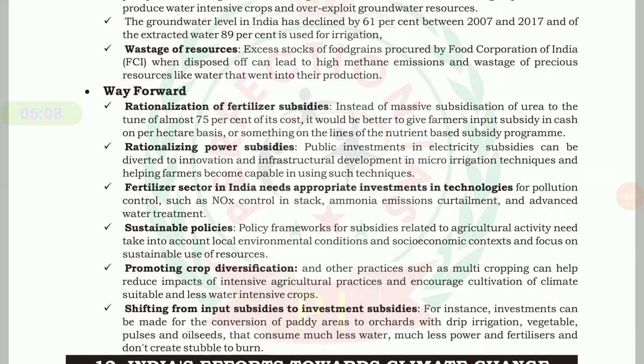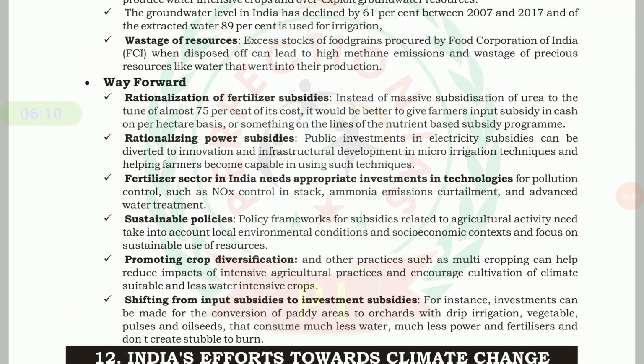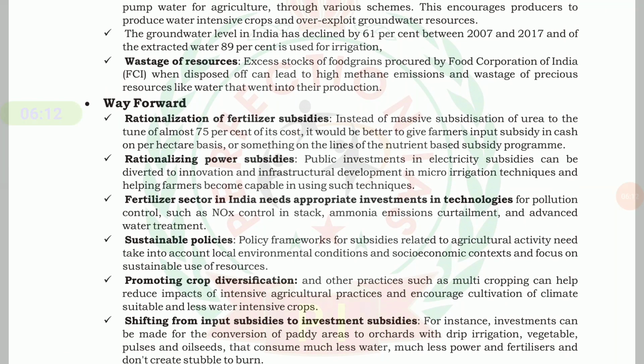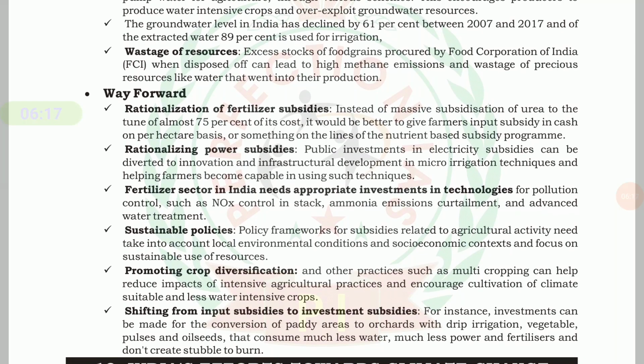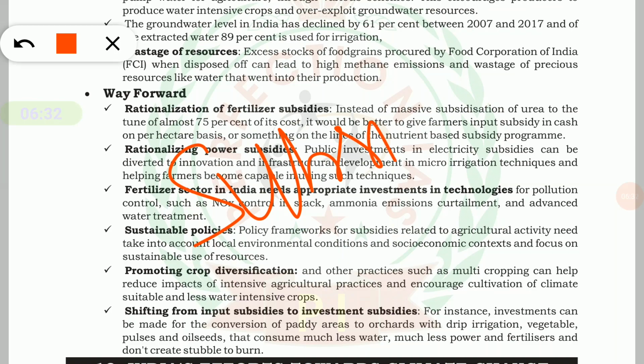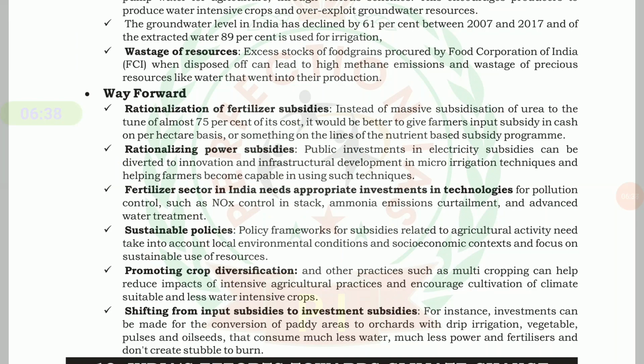It will discourage those kinds of production at the rural level. Similarly, we can rationalize the power subsidies. We can reform the fertilizer sector in India, with sustainable policies promoting crop diversification and shifting the input subsidies, and that will finally lead to one important thing, and that is a proper environmental balance. Subsidies should be used in such a way that they do not harm the environment, and only assist the farmers so that farming can be made more beneficial.